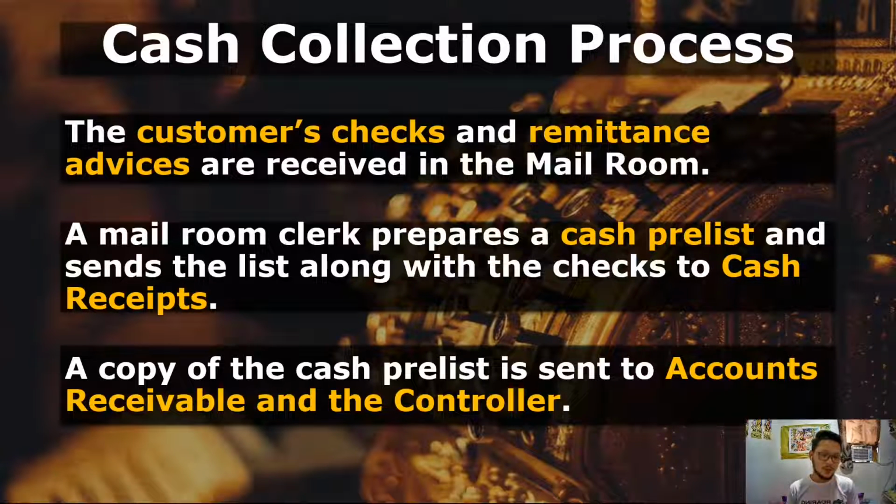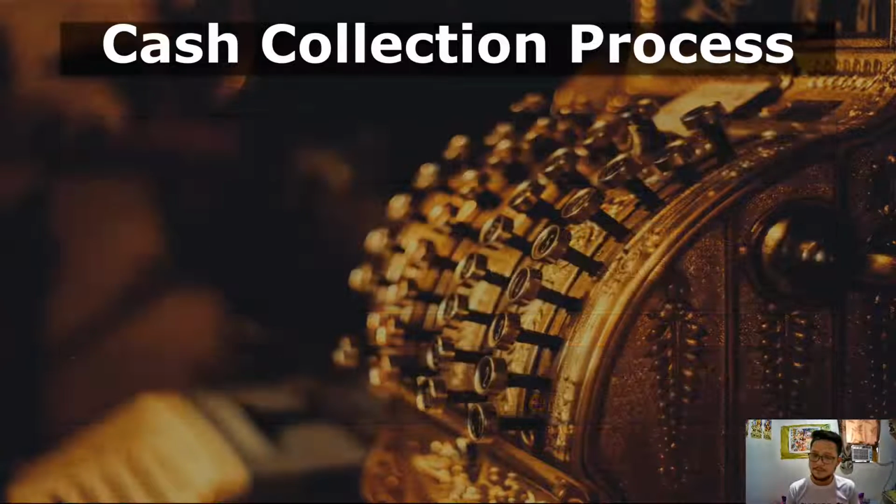And then the controller, the head of the accounting department, will have to have a copy of the cash pre-list for the purpose of reconciliation later in the phase of the collection process. So, on to the next one.